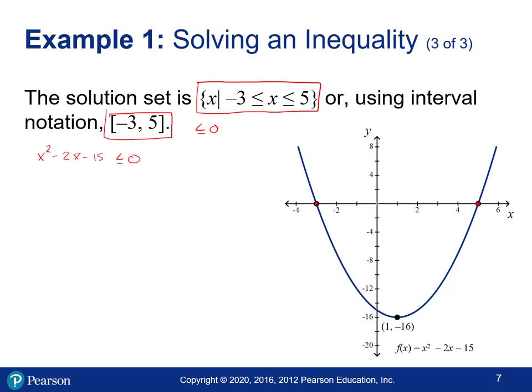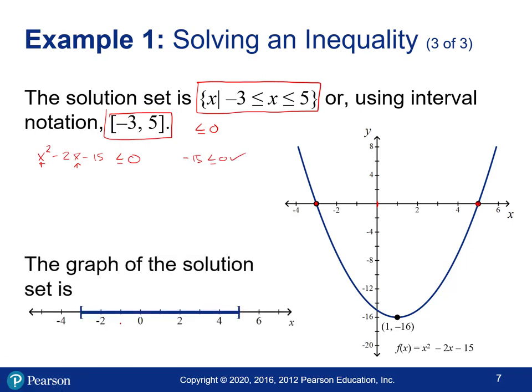For example, we could just do this real quick. We could pick 0, plug in 0 here, plug in 0 here, and we would get -15, and that is definitely less than or equal to 0. And so this is what the answer looks like on a number line. From -3, anything in between there, all the way until 5 would work. We could plug that in for x.